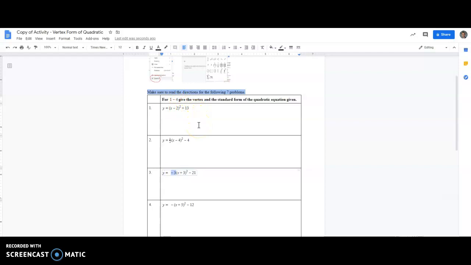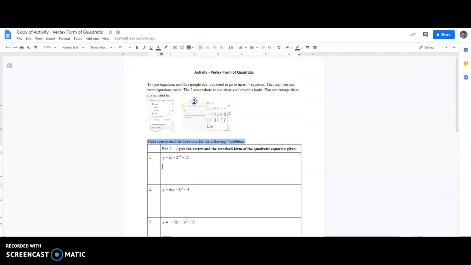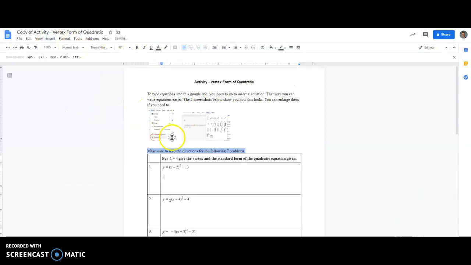So just on scratch paper, work it out, and then type your answer in here. It does tell you how you'll type your answers in. If you go to Insert, Equation, you'll be able to type the squared stuff and all that. So y equals x. Where's the squared? Shift 6 again does your squared, just like you're used to on Desmos.